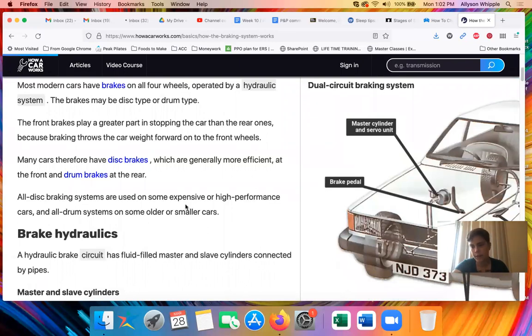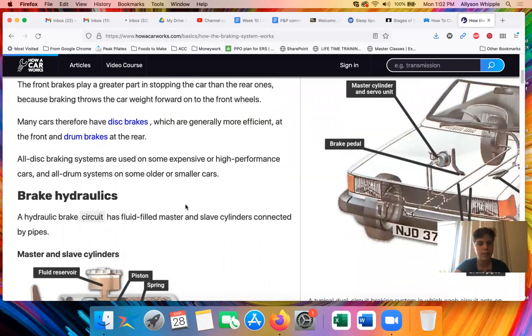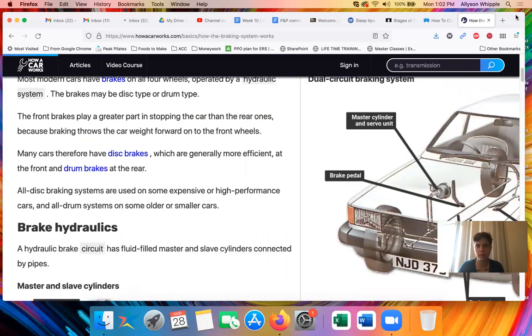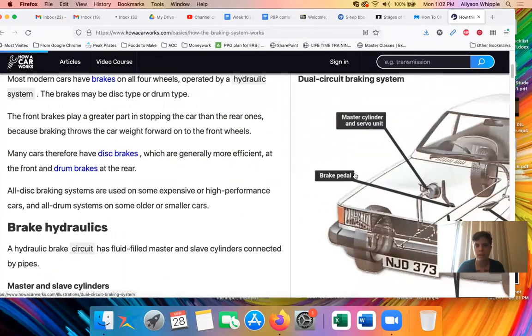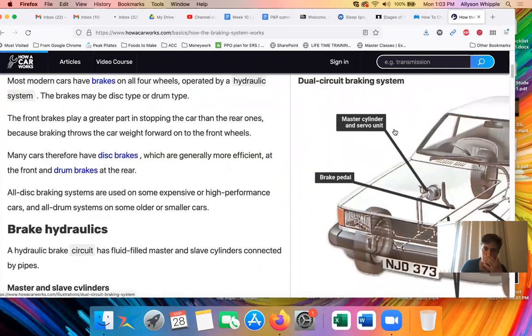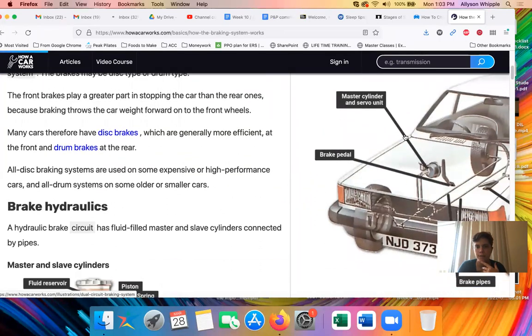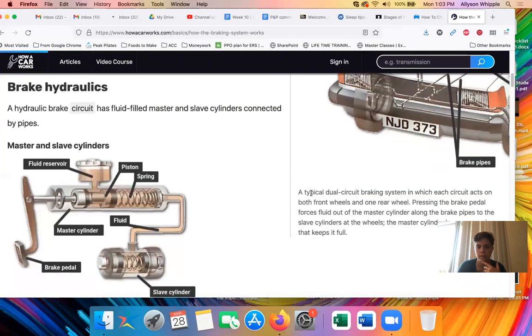My car has disc brakes on both. All disc braking systems are used on some expensive or high performance cars, and all drum systems on some smaller or older cars. I don't know if a Subaru Outback is a high performance car, but we have a nice label here of the dual circuit braking system. Master cylinder, let's see, and it's got a caption.